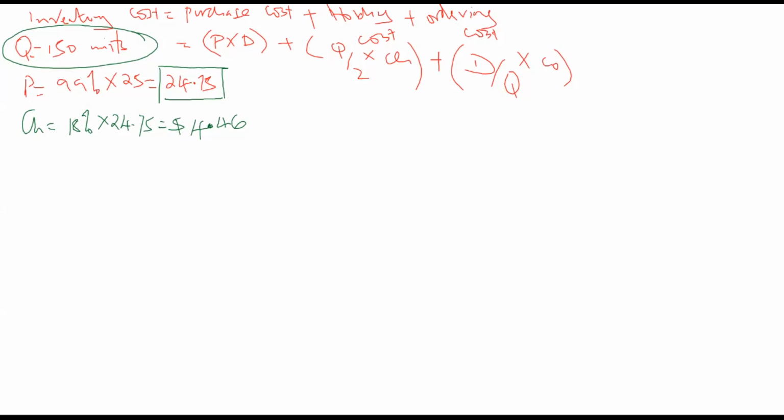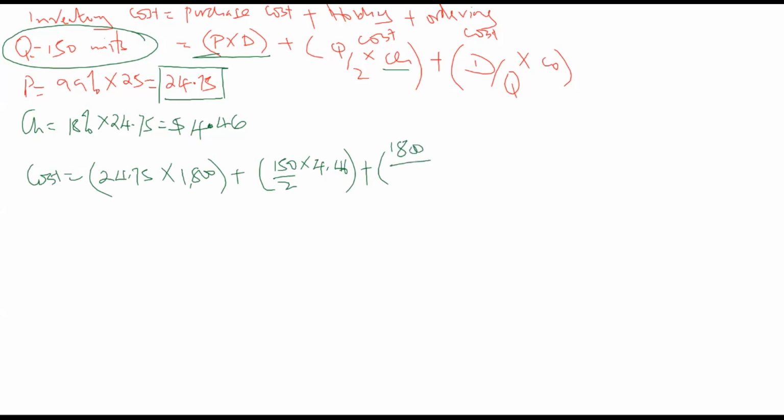So therefore, we can say the cost is equal to the purchase cost, price is 24.75, demand remains at 1800, plus Q, now 150, divided by 2 times holding cost, now 4.46, plus the number of orders per year, the annual demand is 1800, the Q is 150, and the cost per order is £32. Do you know how much will be the cost? As you can see, now we are including the purchase cost. Why? Because now the purchase cost is relevant, okay? It's not fixed.